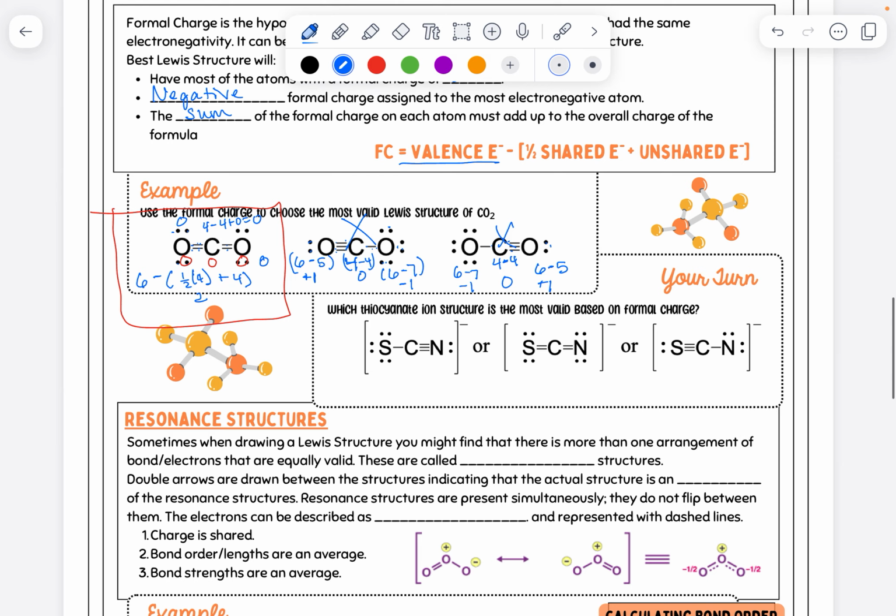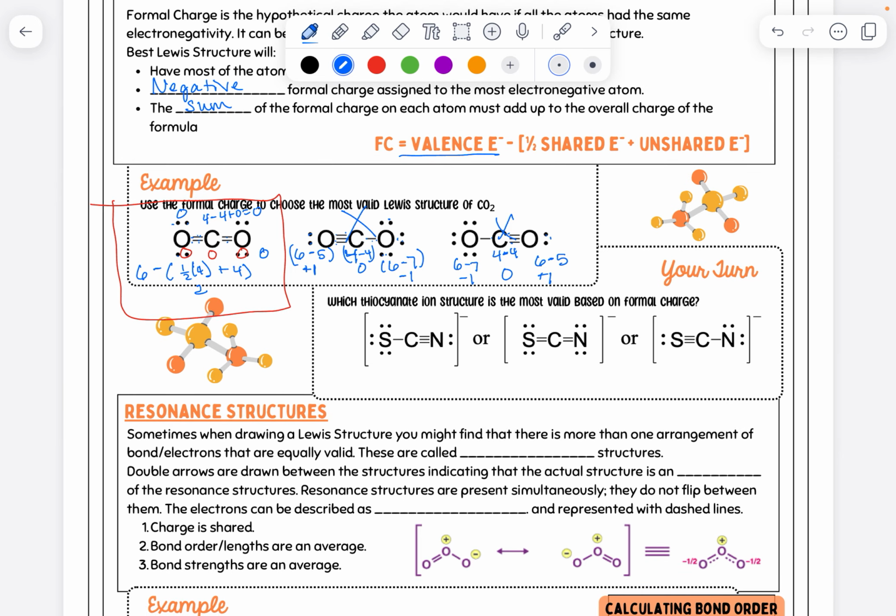Okay, let's try the next one. You can pause it. So your turn, figure out the formal charge on each, and see if you figure out which one's the best structure.